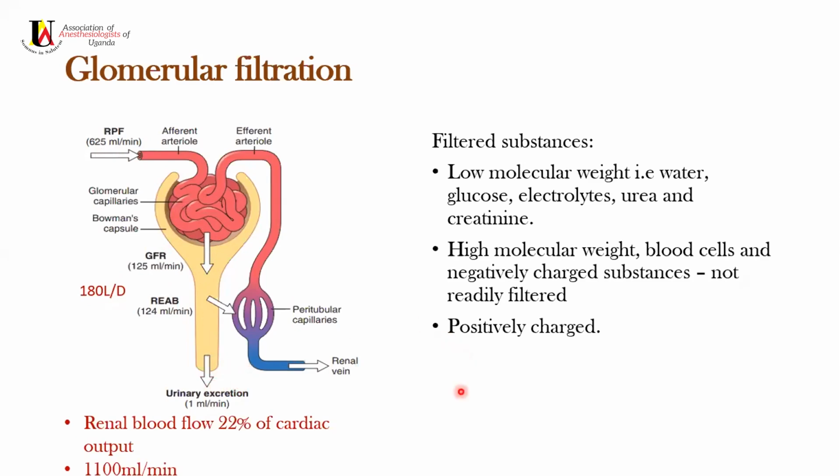Now, the substances that are filtered have certain characteristics. For example, low molecular weight materials are easily filtered. We're talking about water, glucose, electrolytes, urea, creatinine. The large molecular weight materials, for example proteins and red blood cells, are not filtered. That's why it is abnormal to find these materials in urine. And then the glomerular capillary membrane is negatively charged. So negatively charged substances are usually repelled. For example, the proteins are not filtered. Then positively charged materials are easily filtered, including the electrolytes.